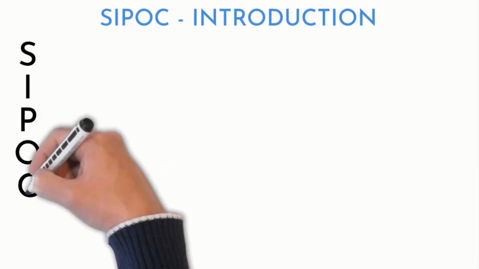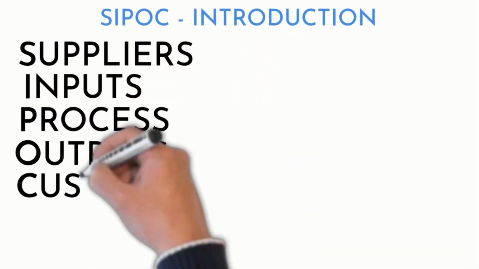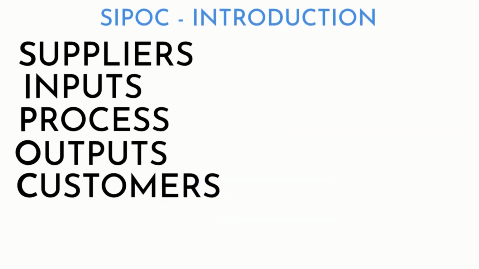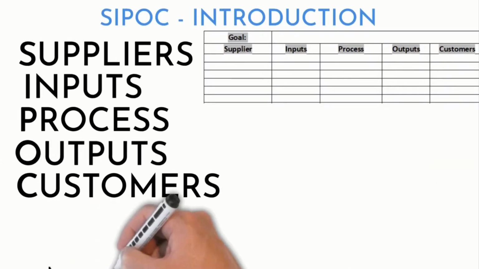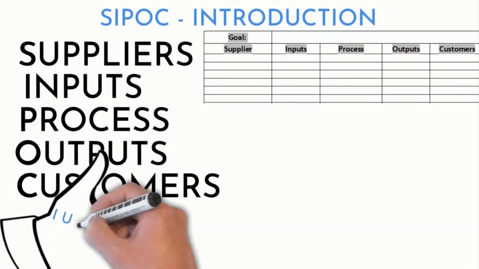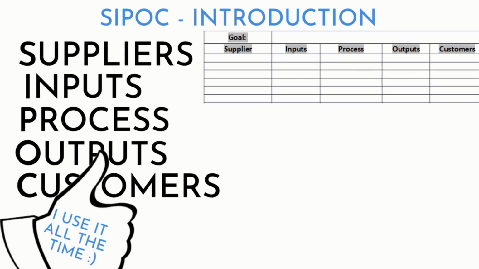Welcome. SIPOC is an acronym for suppliers, inputs, process, outputs, and customers. It is a simple table where the team lists relevant information for each section. SIPOC is one of my favorite tools. I use it in every single Six Sigma project I lead.